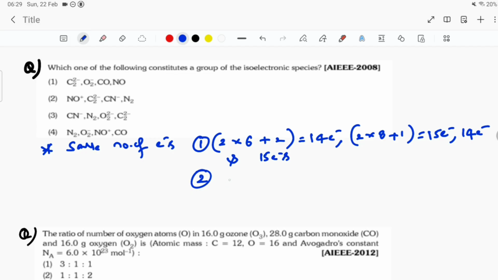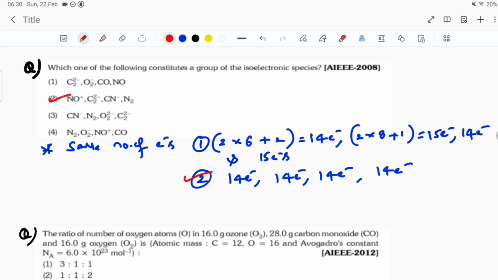So these are not isoelectronic species because 14, 15, 14 different electrons. And you see second option, nitrogen 7 atomic number, oxygen 8. So plus meaning here loss of 1 electron, 14 electron. Here also 14 electron. CN 6 plus 7 plus 1, so 14 electrons. Minus means gain of electrons. Here 14 electrons. So all are having same number of electrons, isoelectronic.